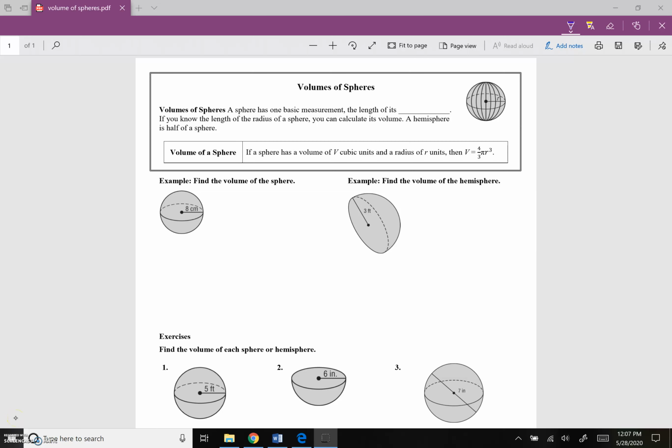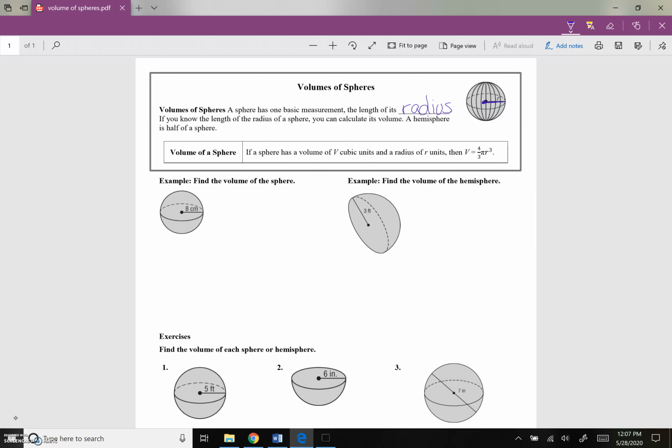Today's lesson is volume of spheres. A sphere has one basic measurement, and that's the length of its radius. Remember from our area and perimeter lesson that your radius is the distance from the center of the circle to the outside.